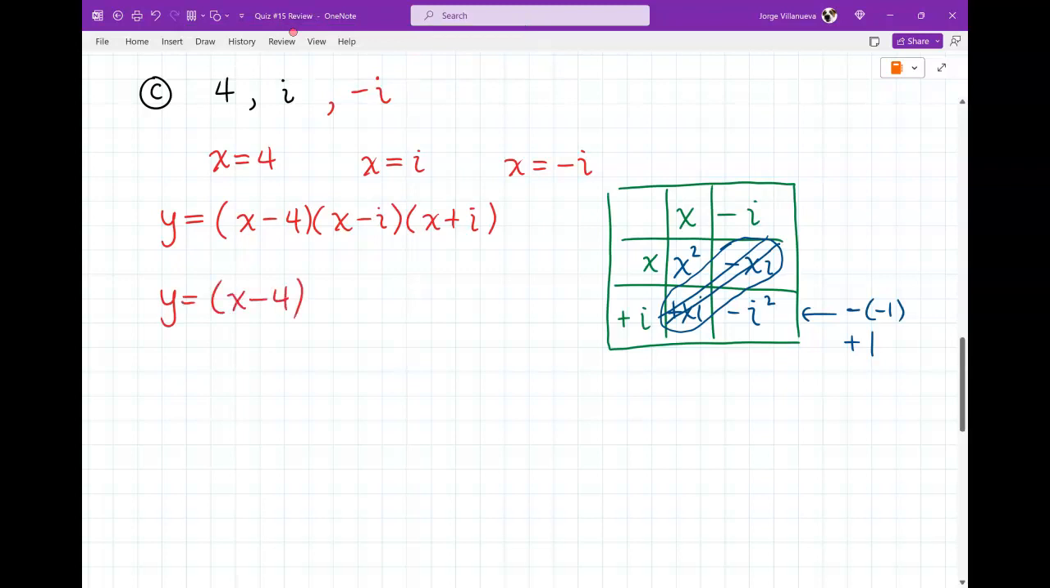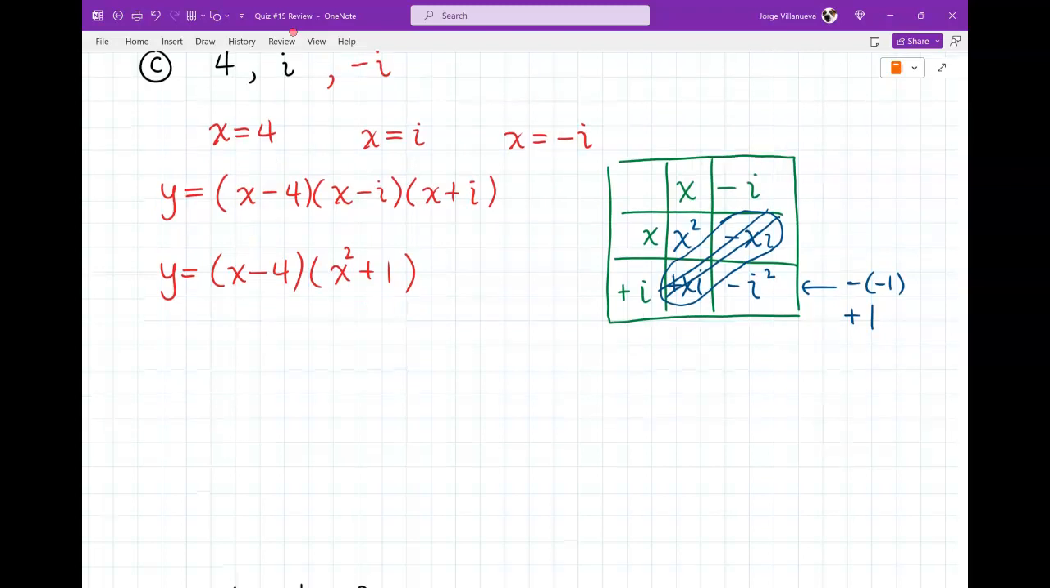X minus 4, x squared plus 1. Right? X squared, and this is a positive 1. And now I'm going to distribute. Again, just doing a little bit of each, right? So let's do a little bit of each.